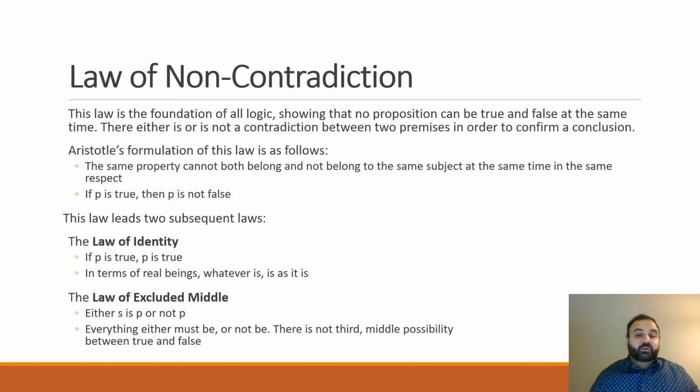And there's also the law of excluded middle, which goes back to the other premise of the law of non-contradiction that I referred to, which is that it can't be both at the same time. There's no middle. Either S is P or not P. So either the minor premise equivocates to the major premise or it doesn't. There's no middle ground that it could, that it might, or that it might not. It either is or it's not.